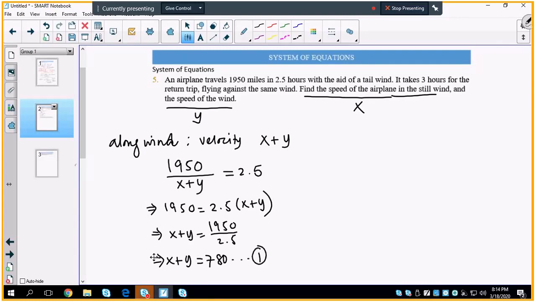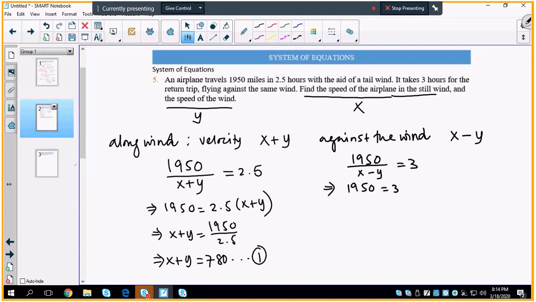Now when the airplane is moving against the wind, then remember its speed in still air will be reduced by the wind speed, so x minus y. But it is traveling the same distance, so 1950 over x minus y is equal to 3, and I do pretty much the same work. I multiply both sides by x minus y, so I get 1950 is equal to 3 times x minus y. Then I divide both sides by 3, so I get 1950 over 3 is equal to x minus y. This calculation is simple. 3 goes 6 times in 19, 5 times in 15, so 650 equal to x minus y. And I go ahead and call this equation number 2.